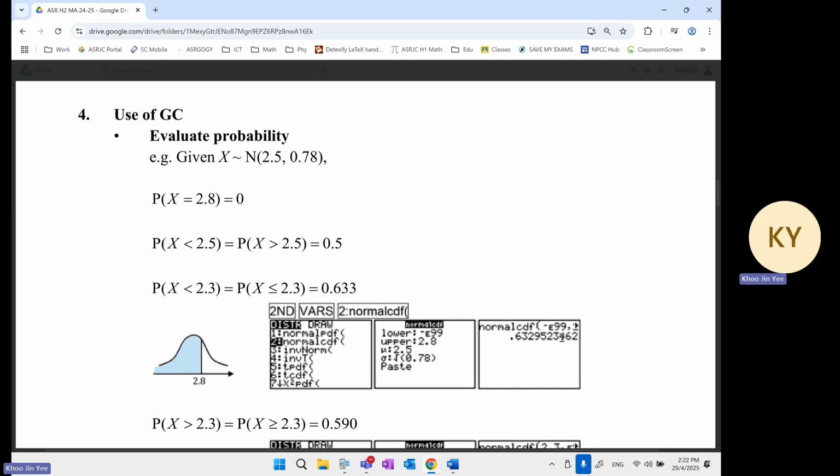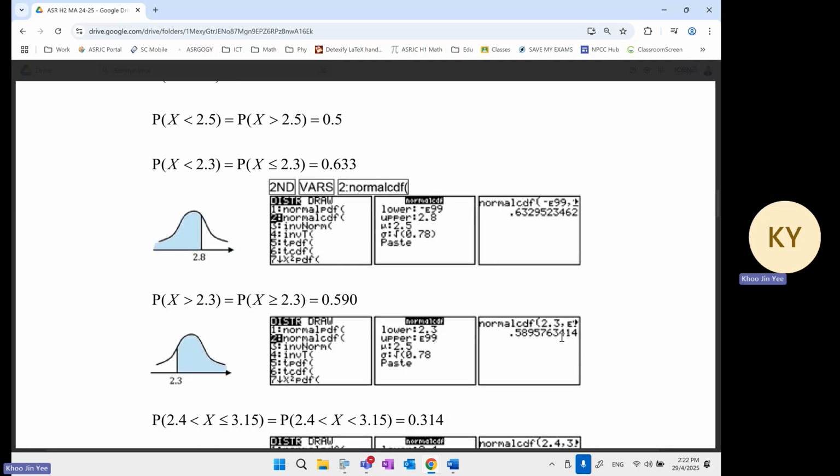So this is the first thing to take note of. Secondly, let's say you're looking for the area after 2.3. Whether it is equal or not for the normal distribution doesn't matter. So once again, this probability comes from the area after 2.3. Same thing: lower is 2.3, upper is infinity or E99. Now where do you get the E? The E comes from here.